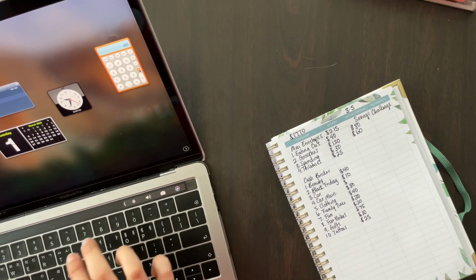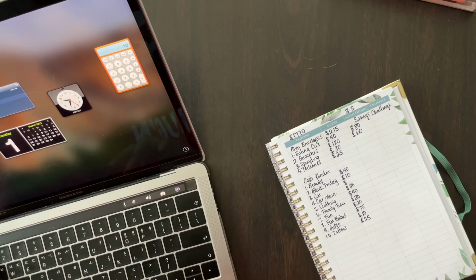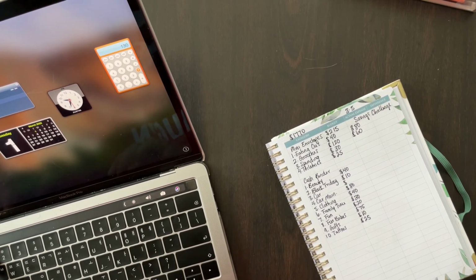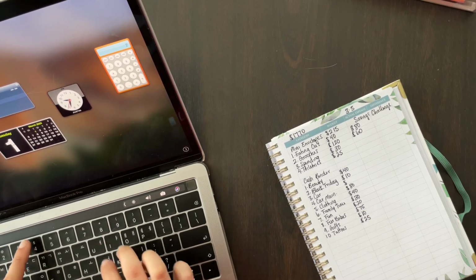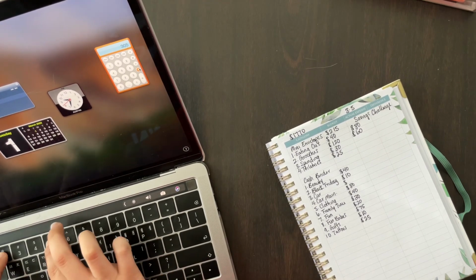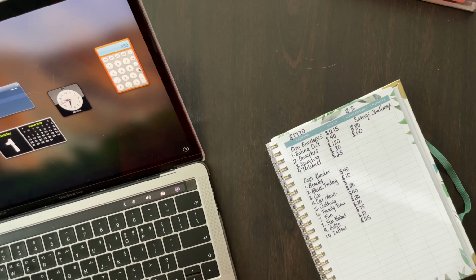So 40 plus 10 plus 80 and 40, 30, 20, 75, 10, and 25. So far that's $330, and I'm gonna keep it that way until I budget for my car, and I won't do that yet until after my sinking funds and everything else is done.